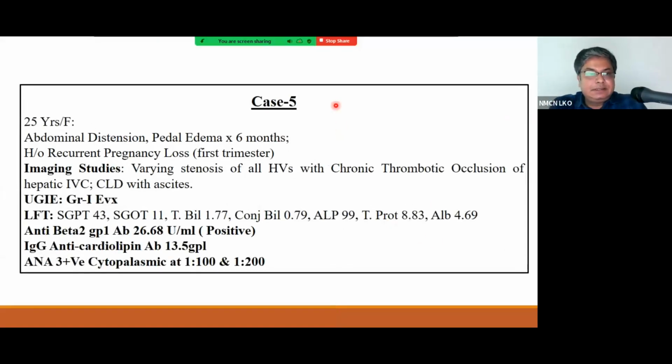Coming to the next case, a 25-year-old female with abdominal distension, pedal edema for 6 months, history of first trimester recurrent pregnancy losses. On imaging, varying stenosis of all hepatic veins with chronic thrombotic occlusion of hepatic IVC, features of CLD with ascites. On upper GI, again, there were small esophageal varices. LFT, again in this patient, protein was on the higher side, and the rest of LFT was marginally deranged, and this patient was also Doppler positive.